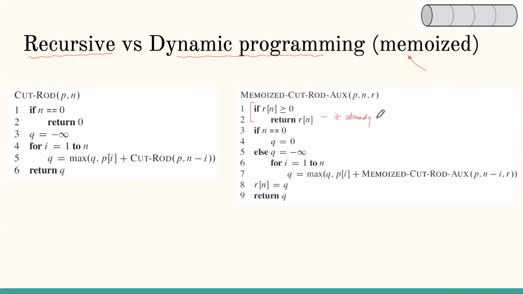This is checking whether it already exists in the table, right? And then if it doesn't, we update the table. So this is where we update the table. Otherwise, these two solutions are basically the same.